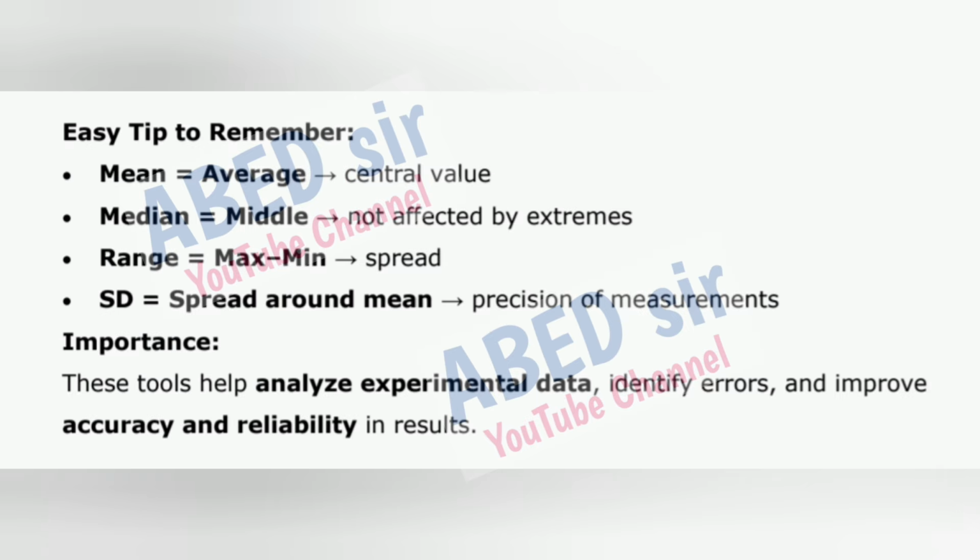Easy tip to remember. Mean is equal to average, central value. Median is equal to middle, not affected by extremes. Range is equal to max minus min, spread. SD is equal to spread around mean, precision of measurements. Importance. These tools help analyze experimental data, identify errors, and improve accuracy and reliability in results.